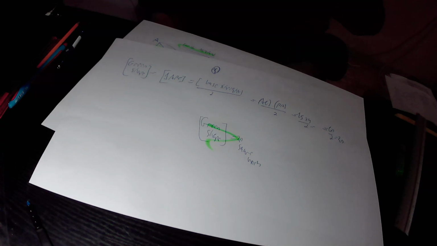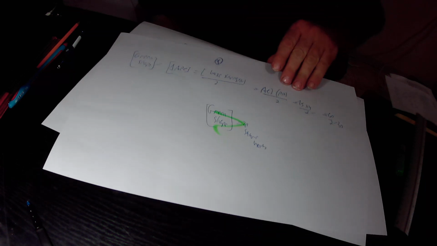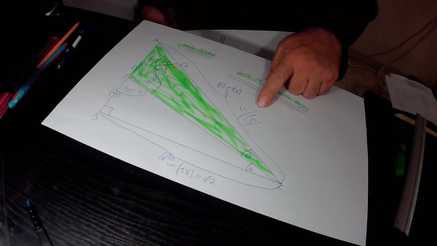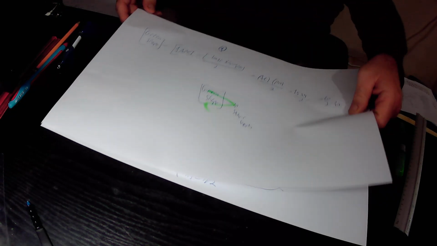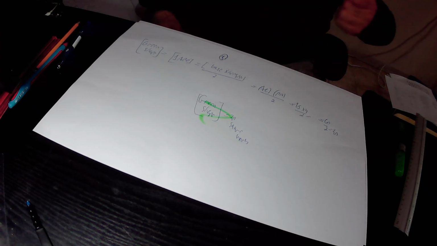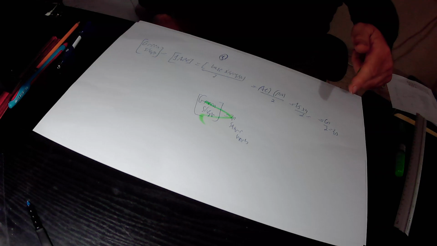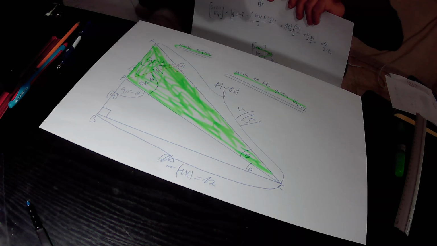So in total, we find that the area of the green shape equals the base AC times the height PQ over 2. AC equals 15, PQ equals 4, divided by 2. 15 times 4 is 60, 60 over 2 is 30. So in total, according to the first method, this green shape equals 30 square units in size.